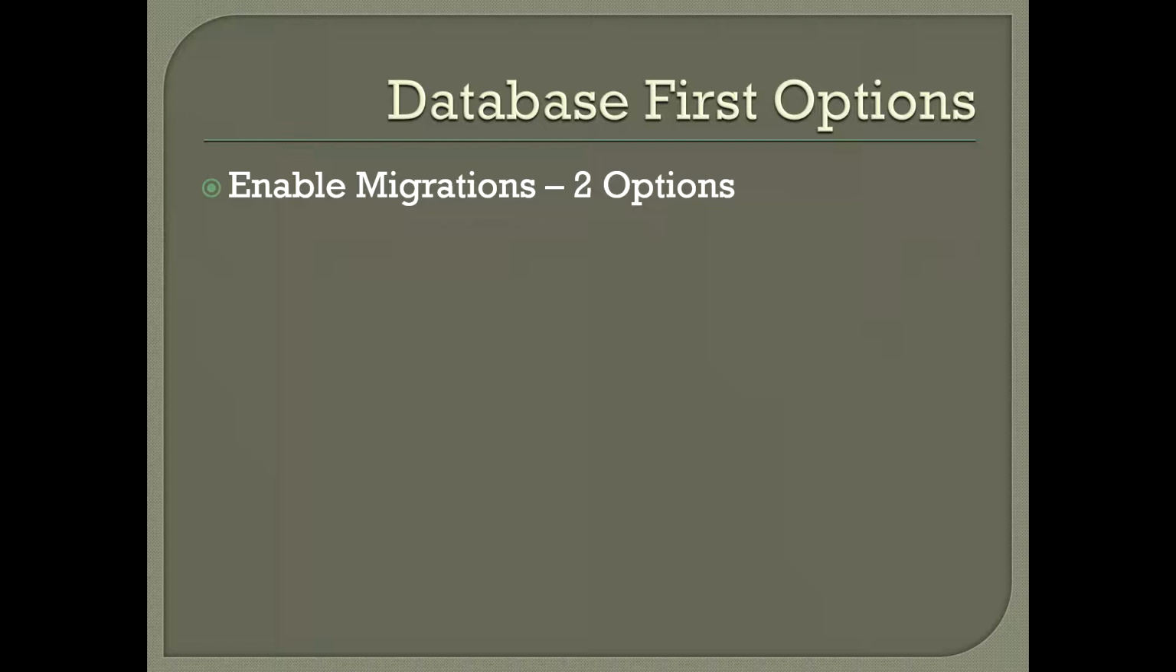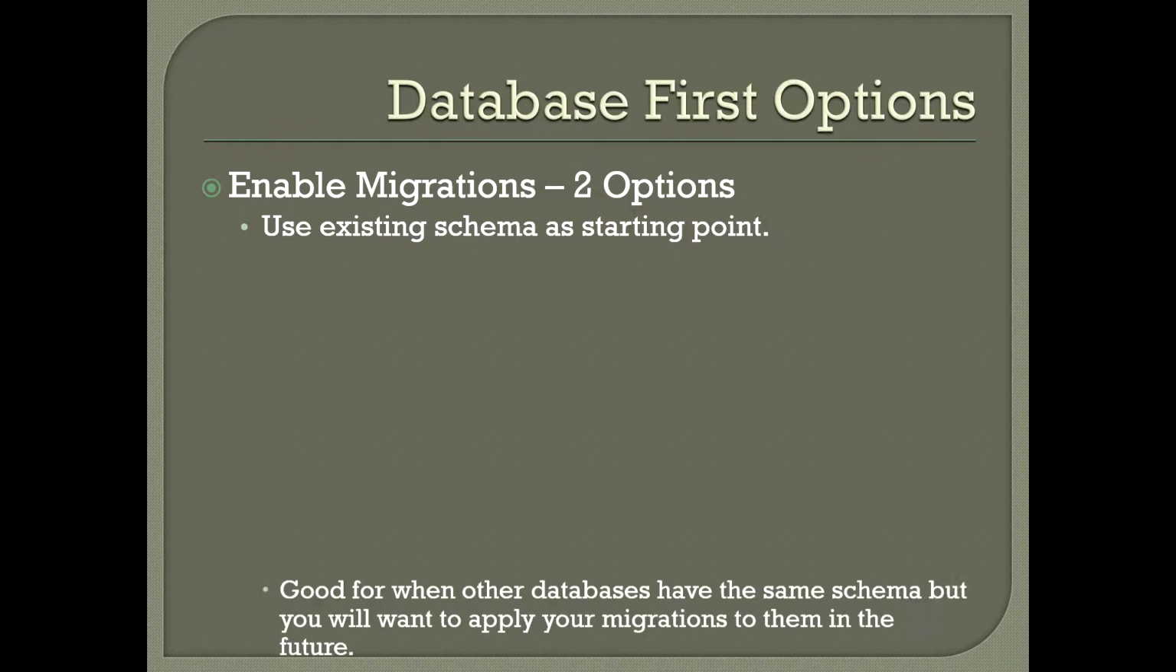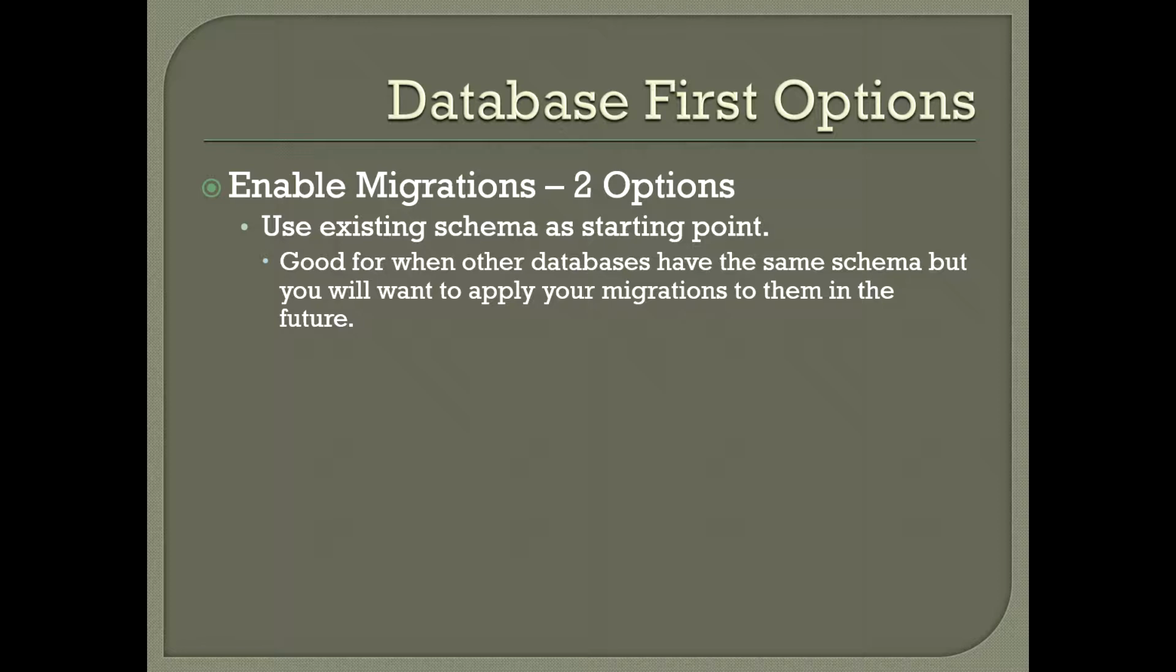All right. So when we enable migrations, there's two things we can do in terms of how we're going to approach going forward in the future. So there's kind of two options. We can use the existing schema as the starting point for all further work going forward. That's good if there's other copies of the database around. We've been given one to work with, but maybe it's even in production. It's being used right now, and there's data in it, and so on.